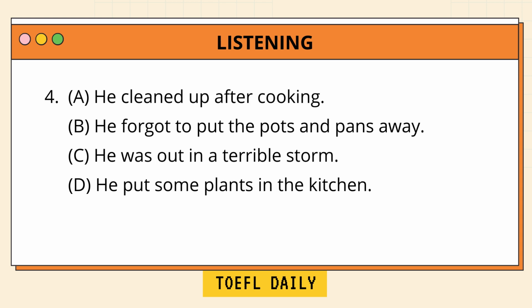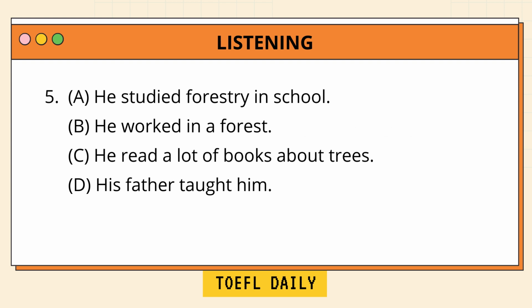Number 4. Uh-oh, your roommate's making dinner again. Your kitchen is going to look like a tornado hit it. Maybe not. Last night he cooked dinner and left the kitchen spick and span. What does the man say his roommate did? Number 5. How did you learn so much about trees? Mostly from my father. He studied forestry in college. How did the man learn about trees?